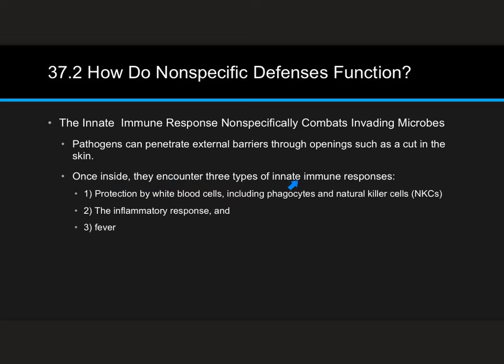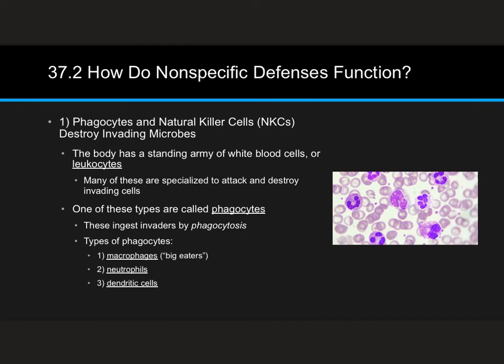Once inside, they encounter 3 types of innate immune responses. So if they make it through the external barriers, they're going to run into white blood cells, the inflammatory response by your immune system, and fever. So these 3 things are called the innate immune response. This is all internal, and it's non-specific. It just happens if something gets in and starts to take over. So you've got white blood cells, inflammatory response, and fever. We're going to break these down starting with the white blood cells.